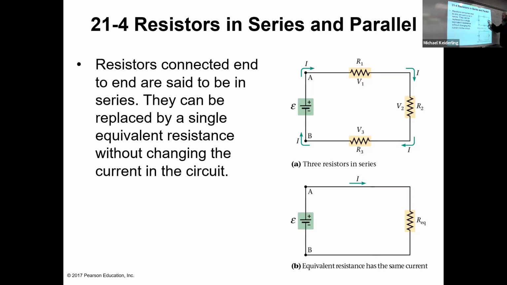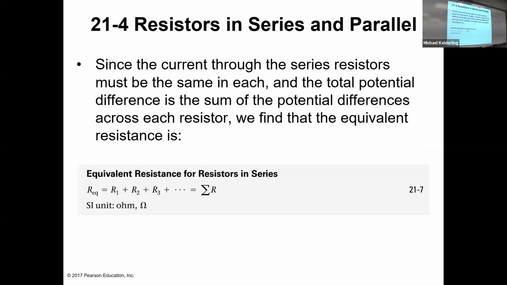So each one will have a voltage drop of V equals IR. The current is the same. So the voltage drop for all three will be as if it was R1 plus R2 plus R3. So when resistors are in series, they add. The equivalent resistor for resistors in series is R1 plus R2 plus R3 and so on.